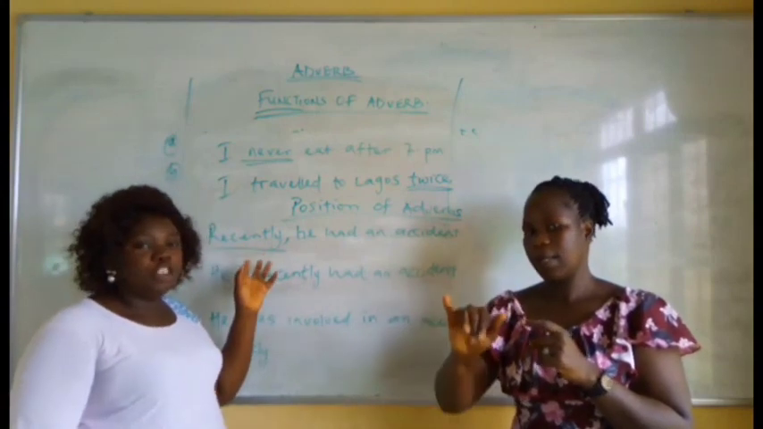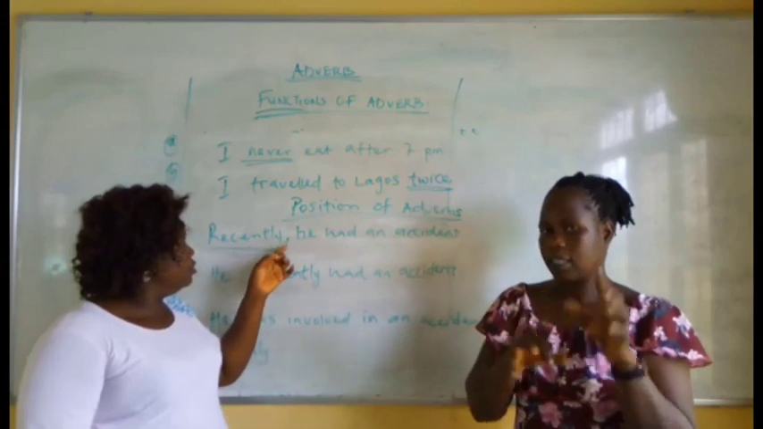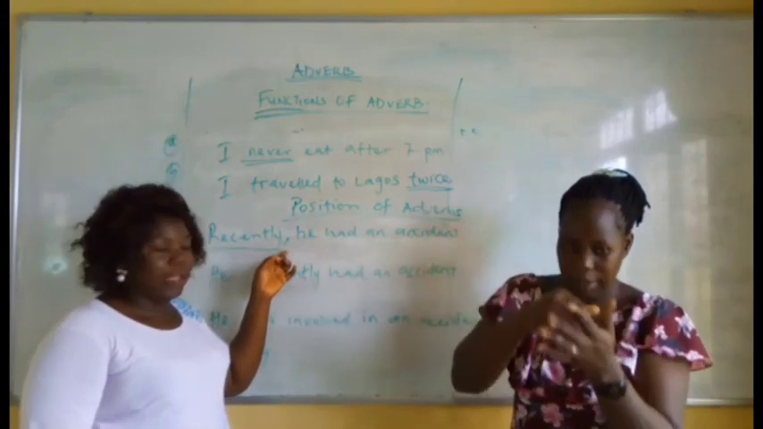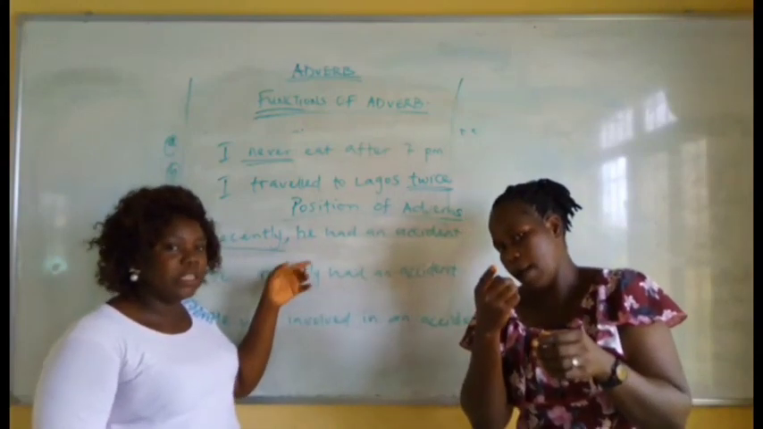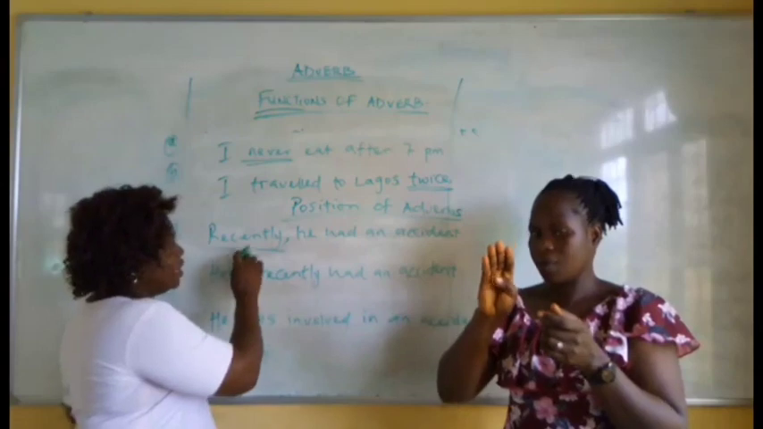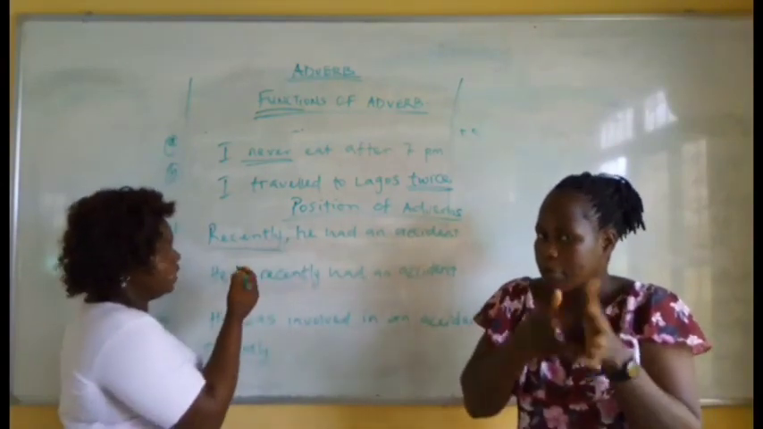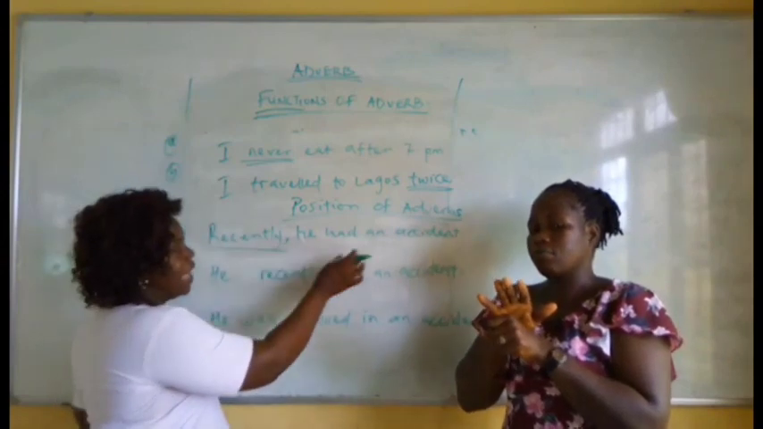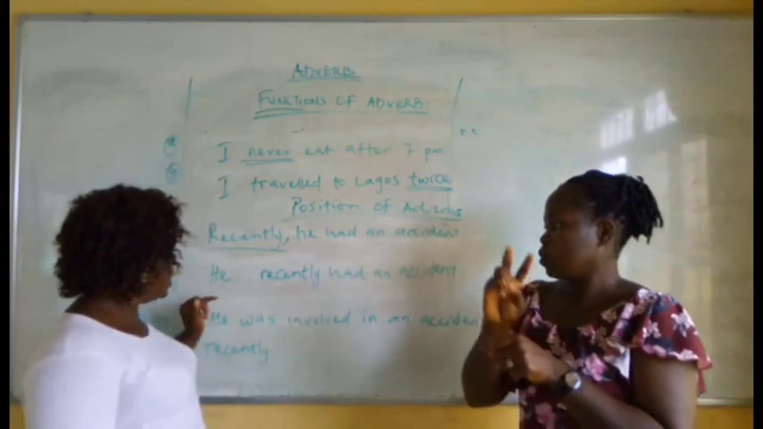If you want to put your adverb at the beginning of a sentence, you will make use of a comma before the subject. It comes right before the subject. He here is the subject. Recently comes before he, and if you look at it very well, you will see a comma there. So, recently, he had an accident. That's the correct sentence.